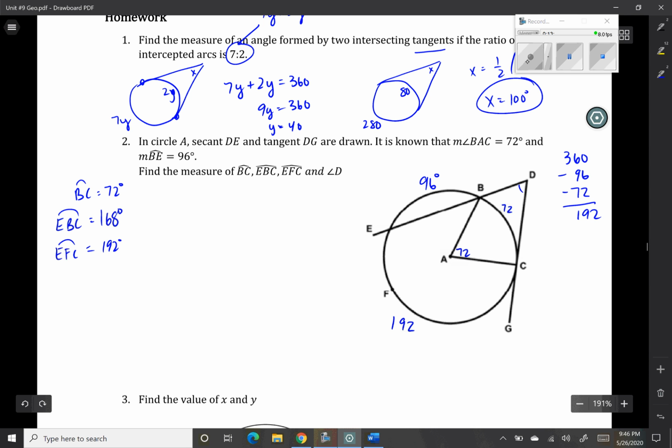Angle D is on the outside of the circle. So to find angle D, I would say that's half of the difference of the two intercepted arcs. Notice I'm using 192 and 72. I am not using 96. That is not part of this intercepted arc situation here. So if I do 1/2 of 192 minus 72, I wind up getting angle D as 60 degrees.